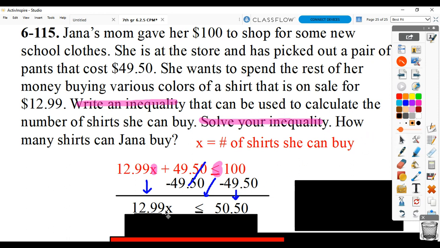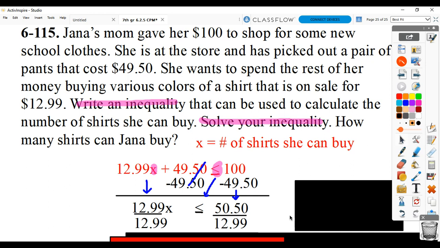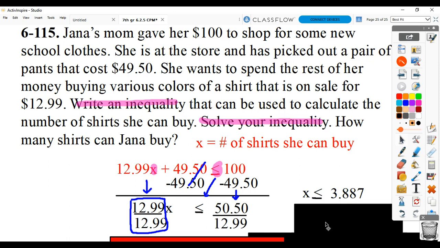Again, we don't want the value of $12.99X, we want the value of just X. X is currently being multiplied by $12.99, so we would need to divide by $12.99. And again, if we're going to do it on one side, we have to do it on the other, whether it's an equality or an inequality. So again, that's creating your giant 1 times X. $50.50 divided by $12.99 you could do on your calculator. And you end up finding that X has to be less than or equal to 3.887.